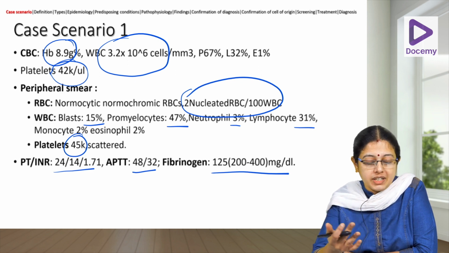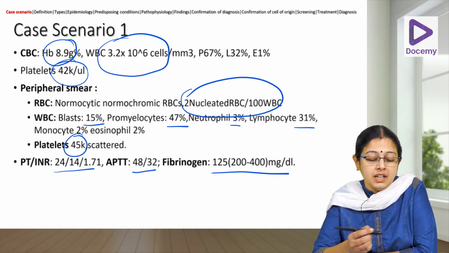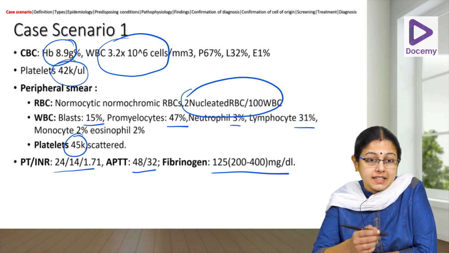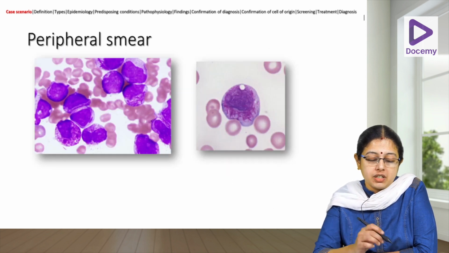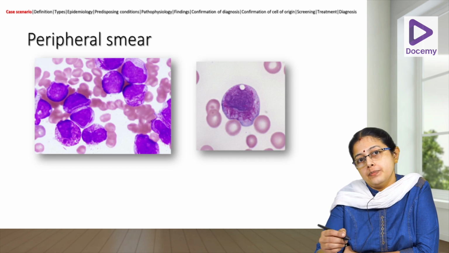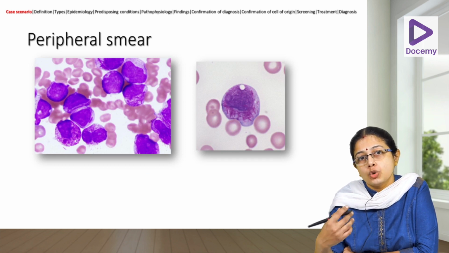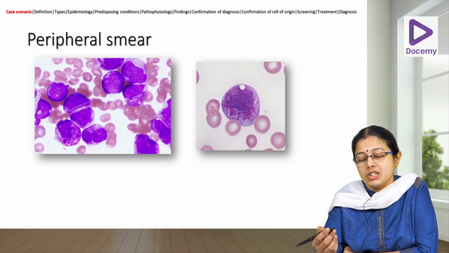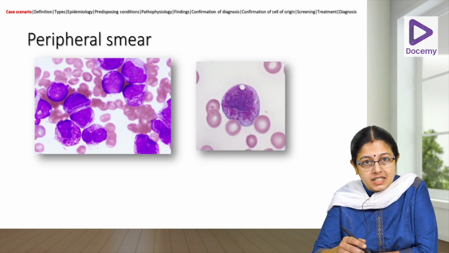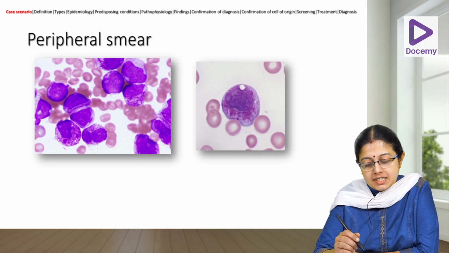So in this situation, when you have a patient who has a pancytopenia with a prolonged PT/INR, prolonged APTT and low fibrinogen, that should make us very alert that this patient already has DIC. So this patient could be an acute promyelocytic leukemia. So how do you find out whether this patient has an acute promyelocytic leukemia? I'll take you through the slides.